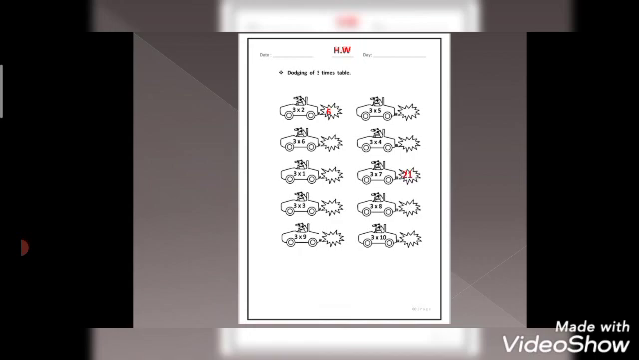3 sevens are 21. Now you have to solve the remaining part by yourself.